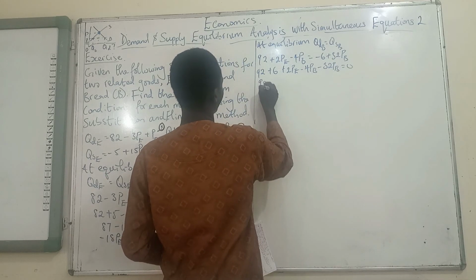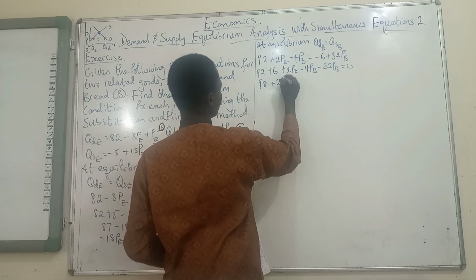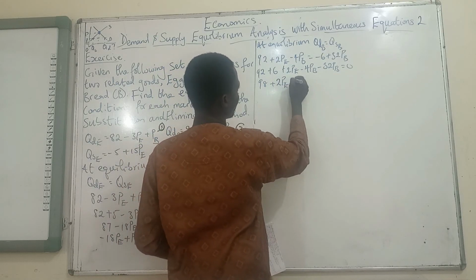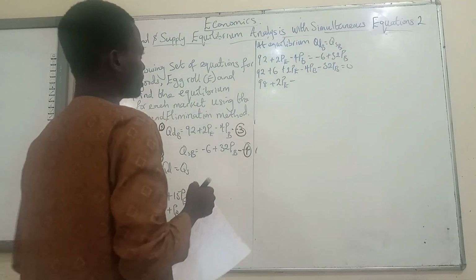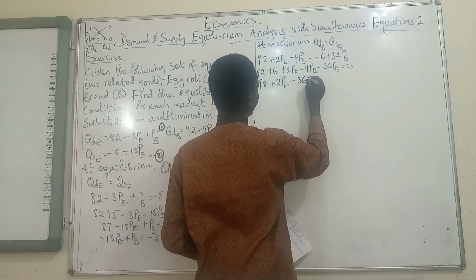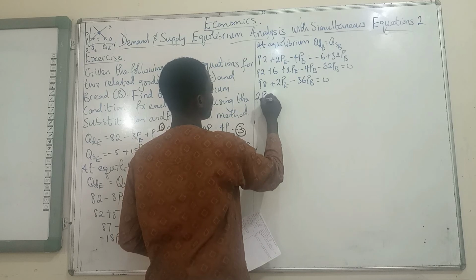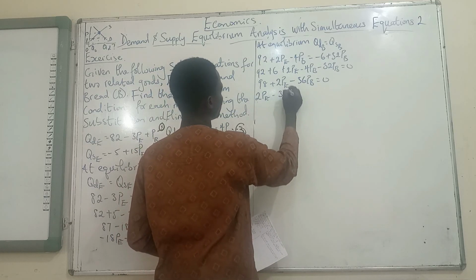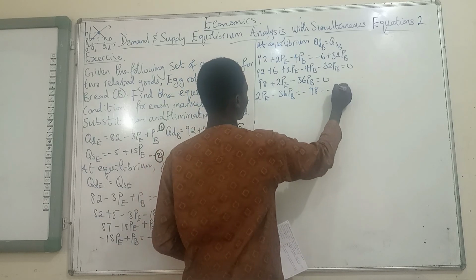So we have 98 plus 2PE, then minus 30, minus 4, minus 32 is going to give us minus 36 PB equals 0. So we take the constant to the other side. So we have 2PE minus 36 PB equals minus 98. And this is how we get our equation 6.